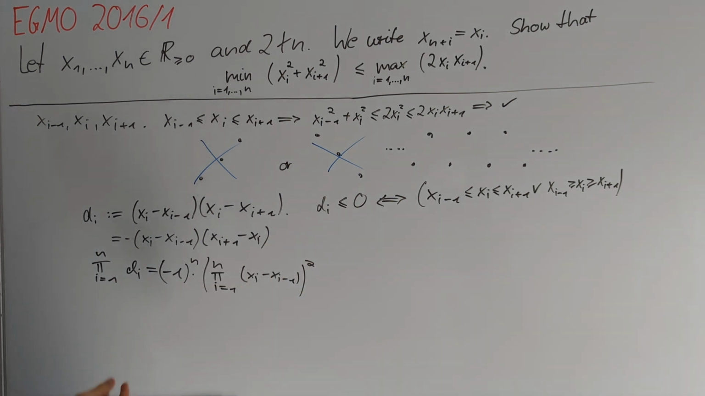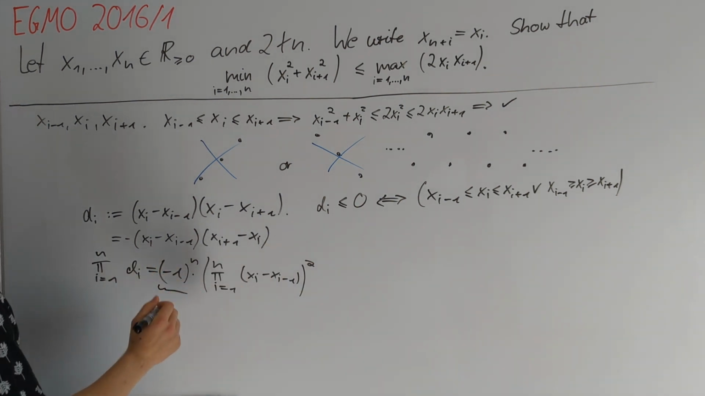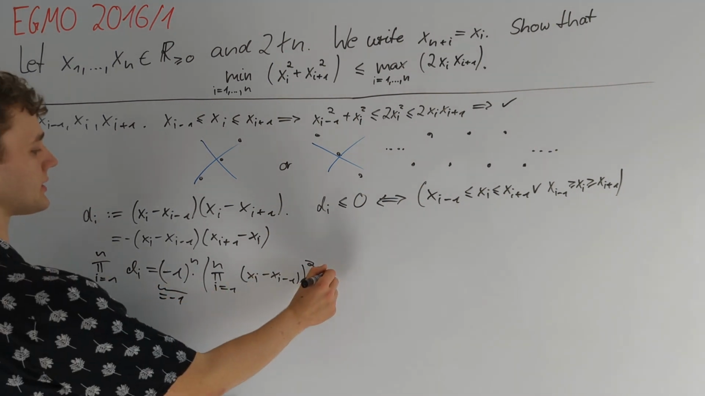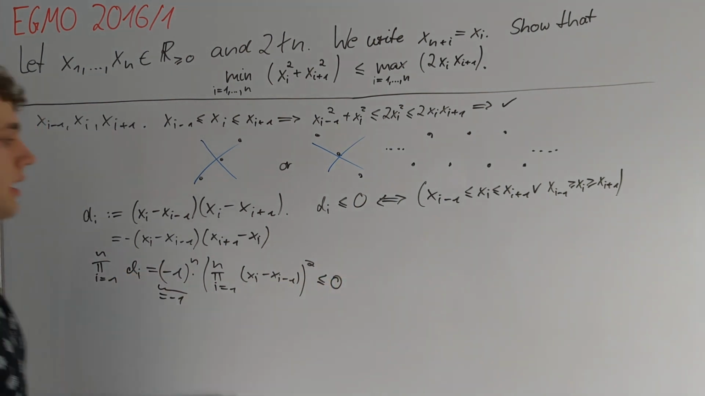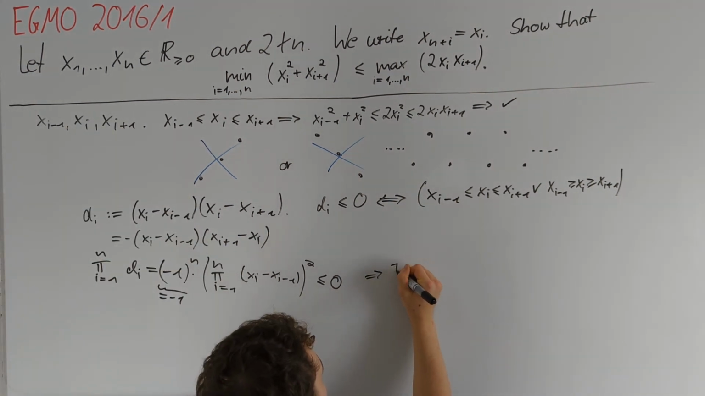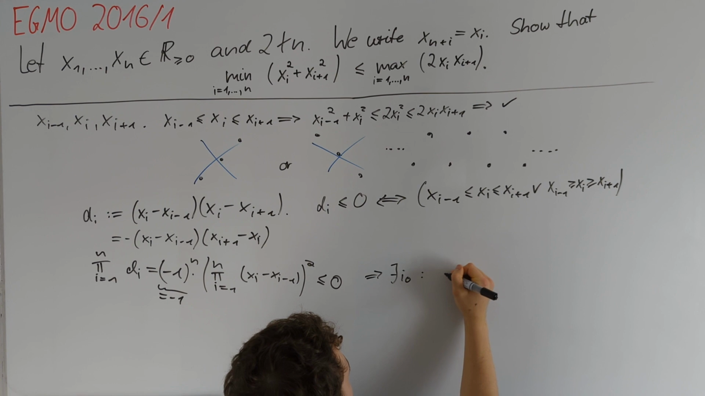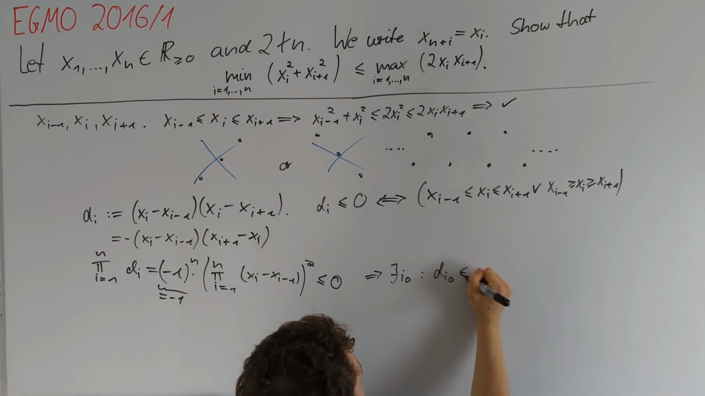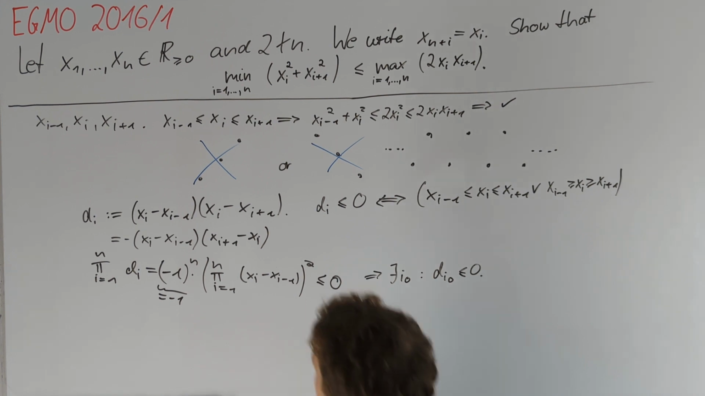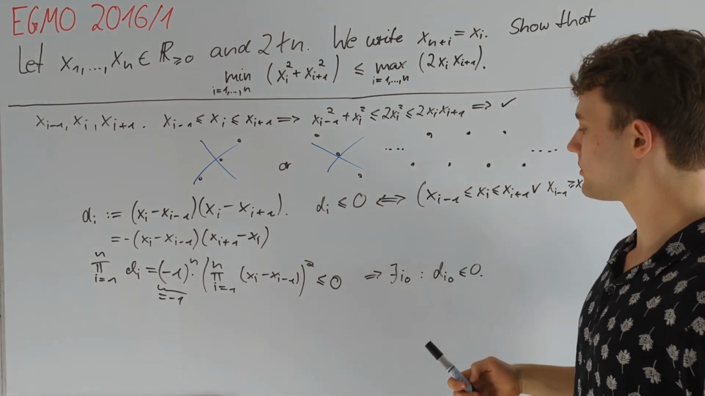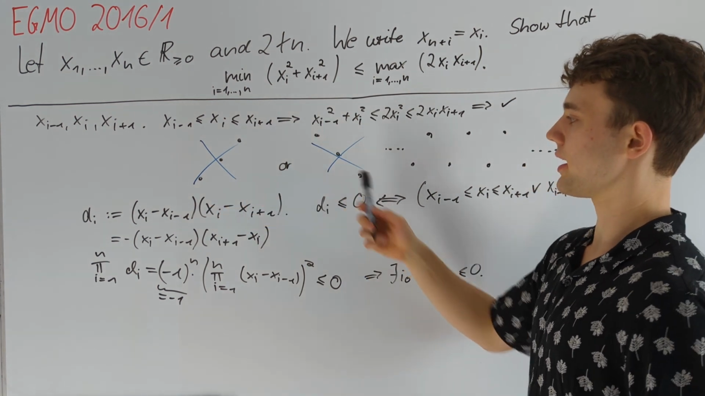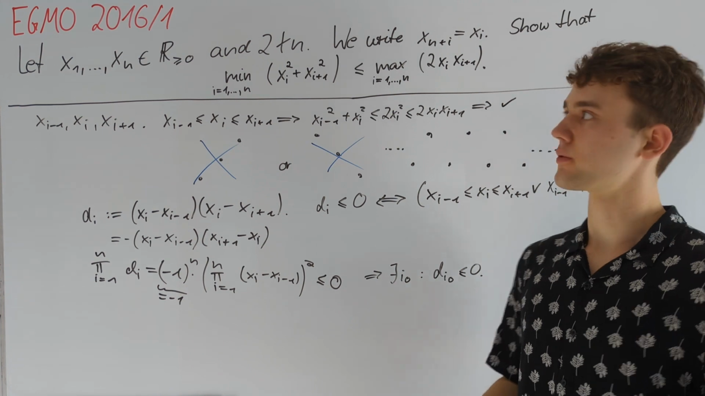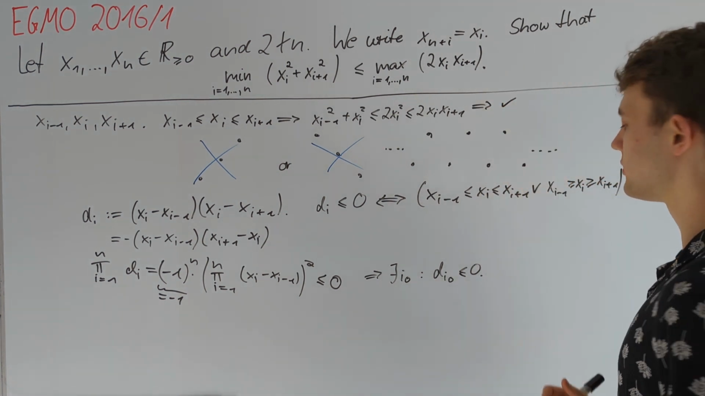We use the fact here that n is odd, which implies that (-1)^n is equal to -1, and so this product is less than or equal to 0. Therefore, not all d_i terms can be strictly positive, and in other words, we find an index i_0 such that d_{i_0} is less than or equal to 0. By this equivalence, this means that i_0 is exactly of the form such that x_{i-1}, x_i and x_{i+1} look like this or that, and we have already discussed that from this we can deduce that the problem statement is true, and therefore we are done.